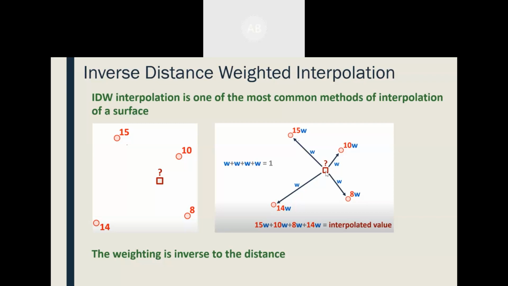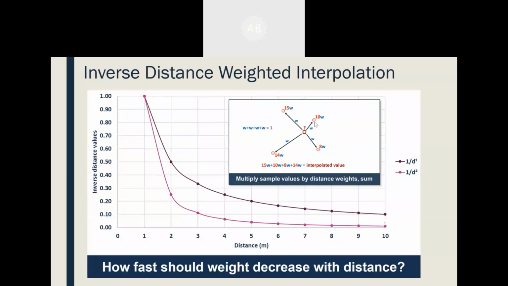So the longer the distance of the point from the unknown, its effect on this unknown will diminish, or its effect on the unknown will gradually reduce. Okay, so this is the principle of IDW. So that means where we have 10 here, it is the nearest, and then it will have the maximum effect.